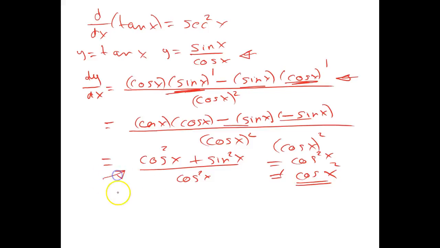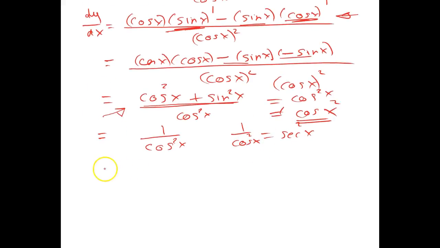It's an algebraic error. And we know from the fundamental trig identity that cosine squared plus sine squared is equal to 1. And this is over cosine squared x. And the reciprocal ratio, 1 over cos of x is equal to secant x. So 1 over cos squared is secant squared.